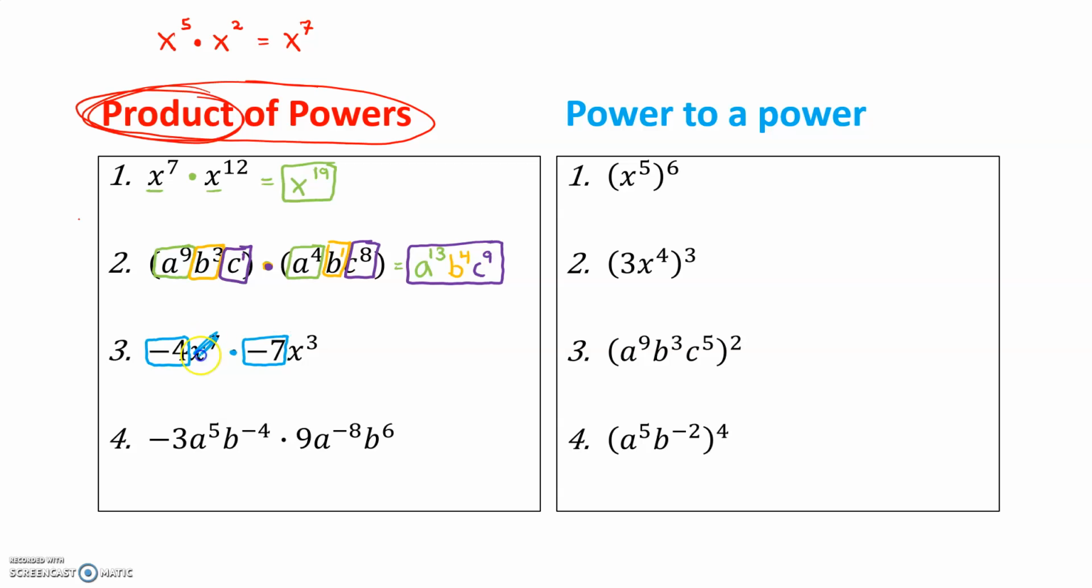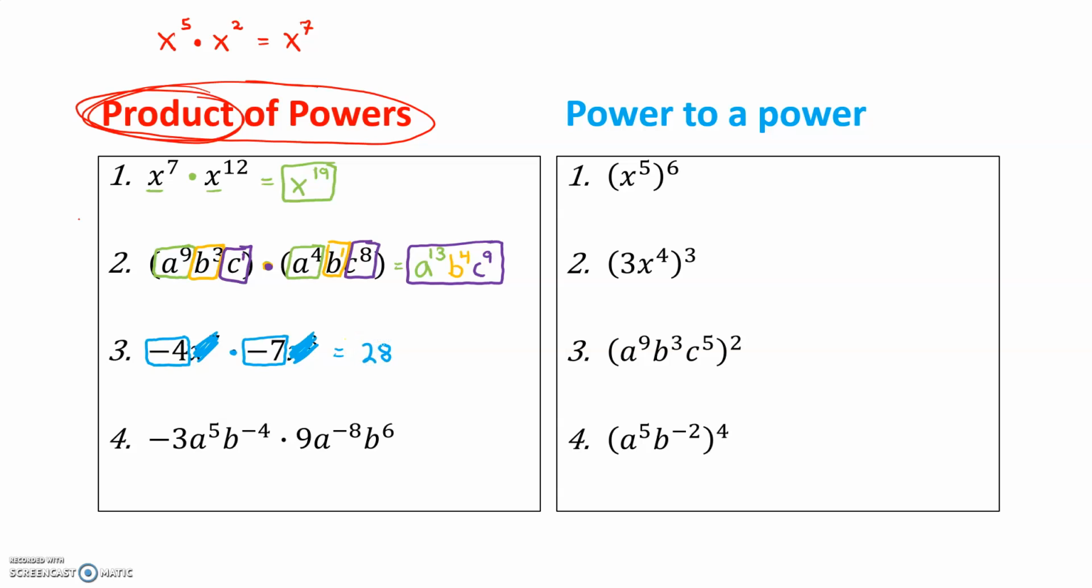Imagine we covered up the x to the 7th for a minute. Imagine we covered up the x to the 3rd. Let's just take a look at that problem there. That says negative 4 times negative 7. Well, negative times a negative is a positive. 4 times 7 is 28.